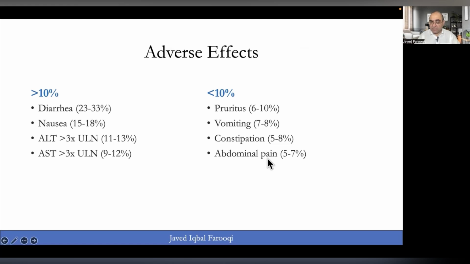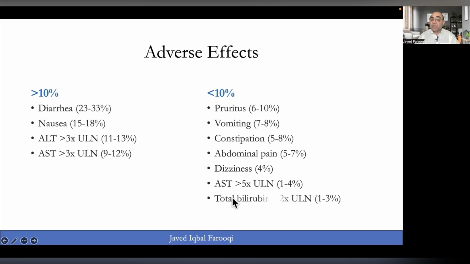Abdominal pain is a known side effect, but in less than 10% of the patients, around 5 to 7% of the patients suffer from abdominal pain. Then dizziness, 4% of the patients may have dizziness. This is important. The AST may rise more than 5 times, but it is less than 5%, 1 to 4% may have an AST rise more than 5 times, and more than 3 times is in 9 to 12%.